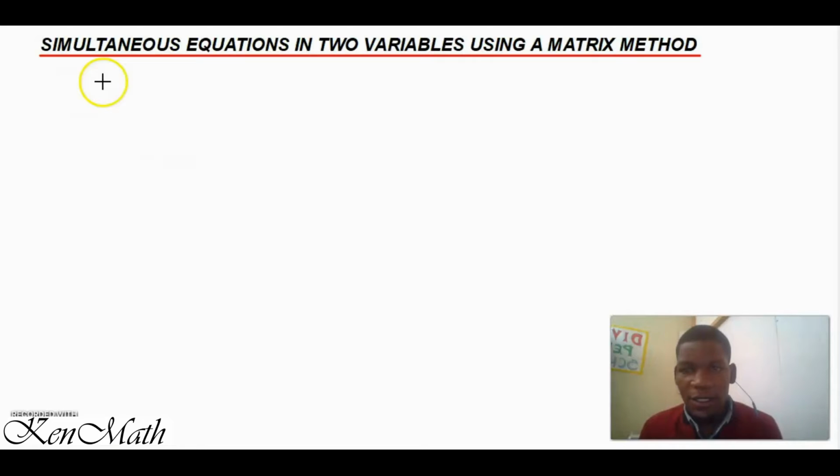Now, when they say simultaneous equations, it simply means they're talking about equations with two variables. For example, we have got the x variable and also the y variable. That's what they usually talk about. So we have got two variables and also two equations. That is what we call simultaneous equations in two variables using a matrix method. So that's what we're going to do in order for us to solve this simultaneous equation.